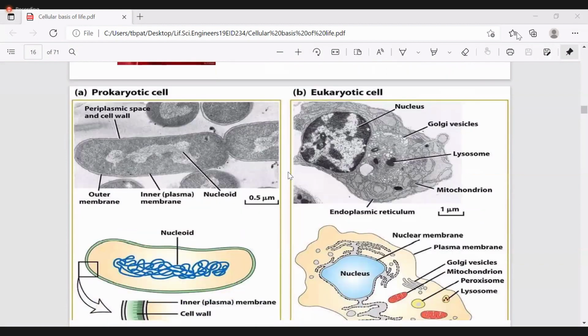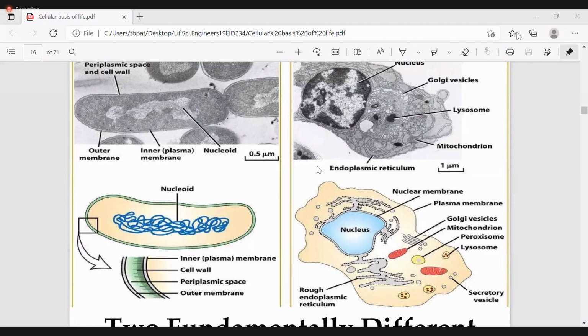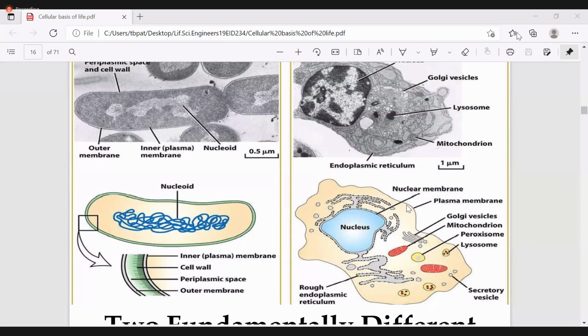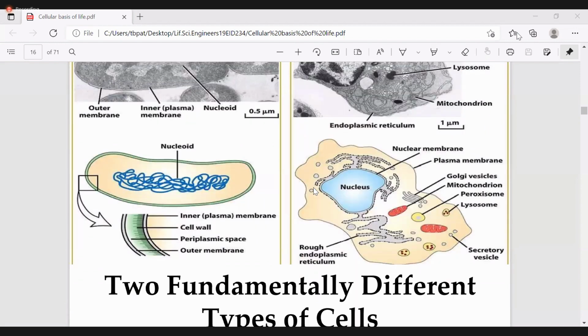These are seen through the scanning electron microscope, prokaryotic and eukaryotic cells. Here it is a eukaryotic cell with a nucleus, but here it is direct DNA, a nucleoid. There is no cell wall. This is the major difference, the two fundamental differences of the two types of cells, prokaryotic and eukaryotic.